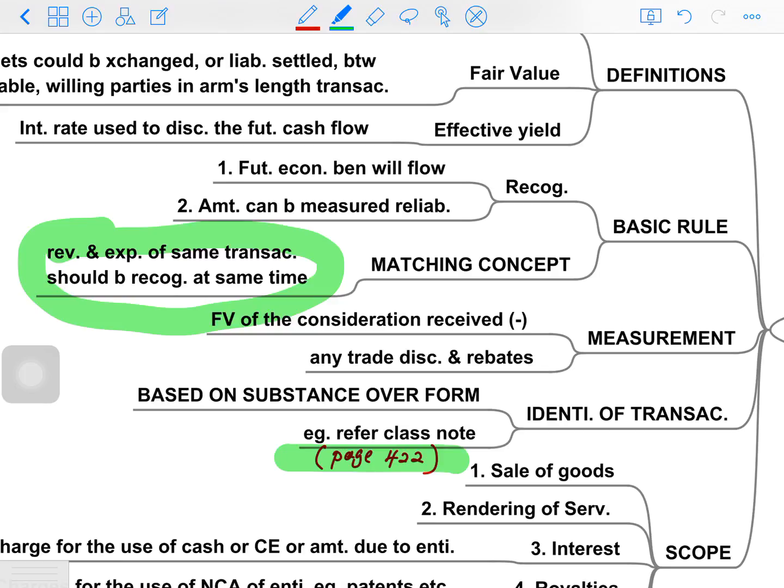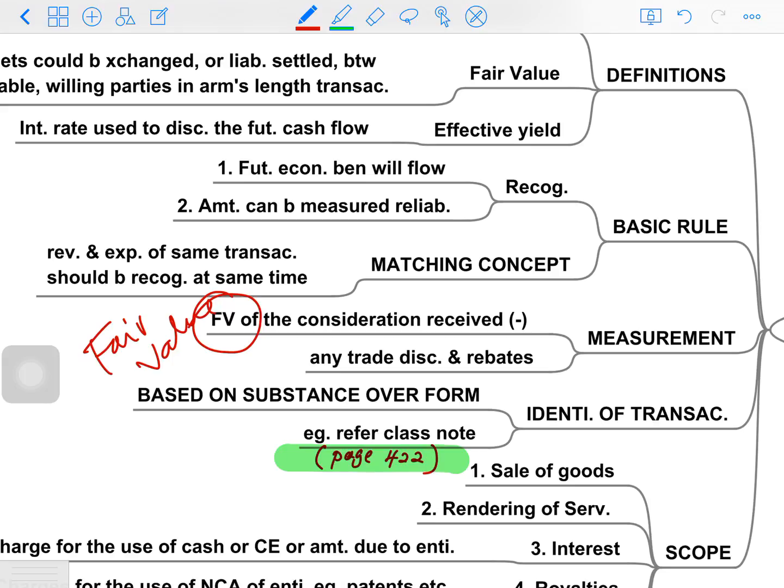Okay, next we have measurement. In terms of measurement for revenue recognition, normally it is measured using fair value. Remember, fair value. So what does fair value mean? We're going to discuss fair value later on. Okay? Fair value, already discussed here what the definition is.